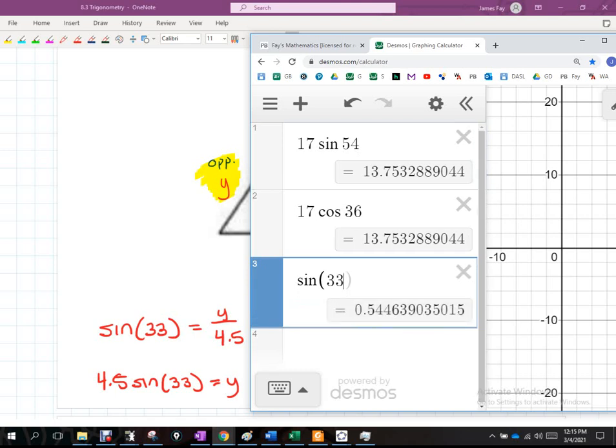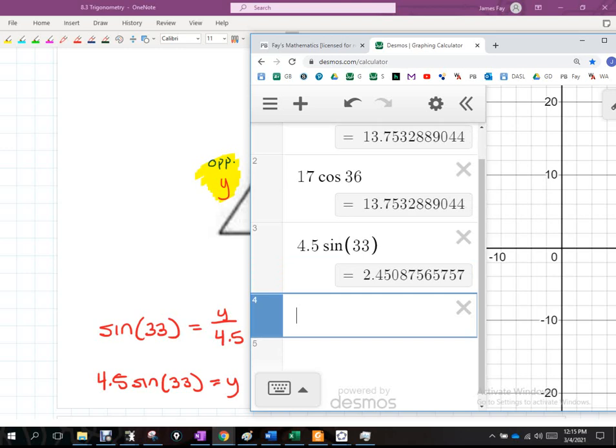So in my head, if I take 4.5 and divide it by 2, I should get something like 2.25, right? So if I take 4.5 times sine of 33, it gives me 2.45. That's pretty close to what I thought I would get when I said 2.25, right? Does that make sense? So it gives me an idea that I'm in the ballpark.